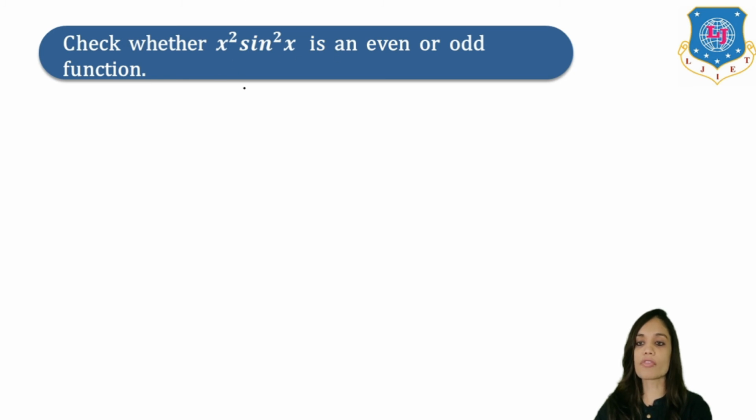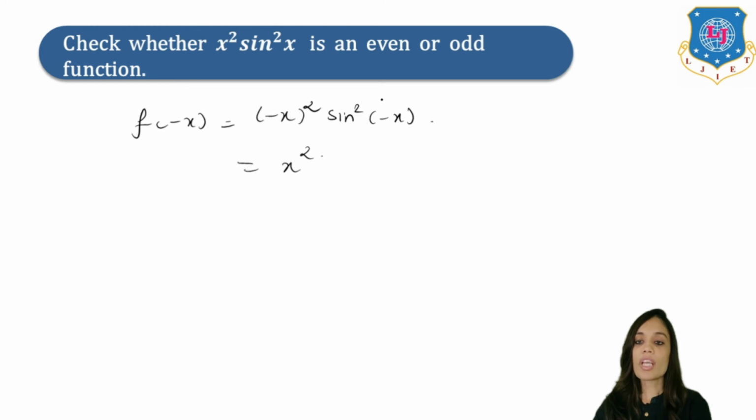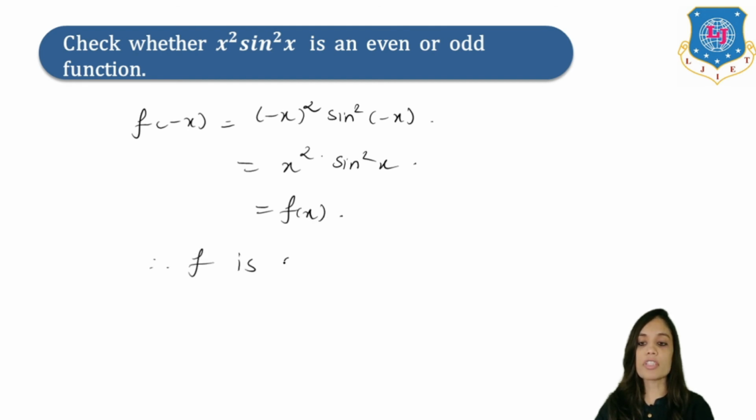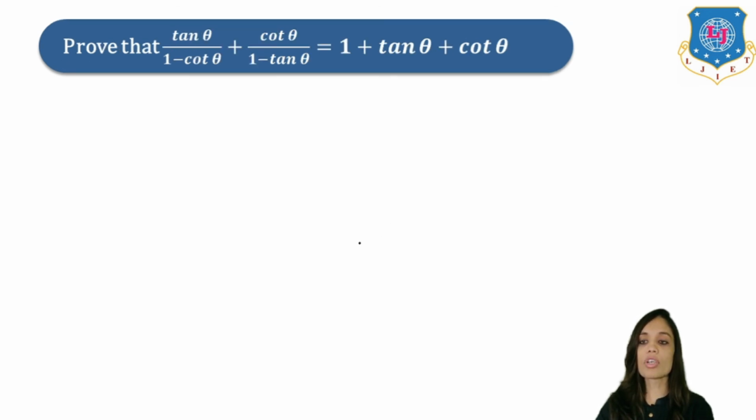We have to check whether this function is even or odd. In order to check whether the function is even or odd, we have to replace x by minus x. So just replace x by minus x. So this will be minus x whole square sine square minus x. Fine. Now this will be equal to x square, and this will be equal to what? Sine square x, because it is square. So we can write it as sine square x, right? So this is equal to f of x. Fine. So finally, we can see that f is an even function. Okay, so now let's go to the next example.